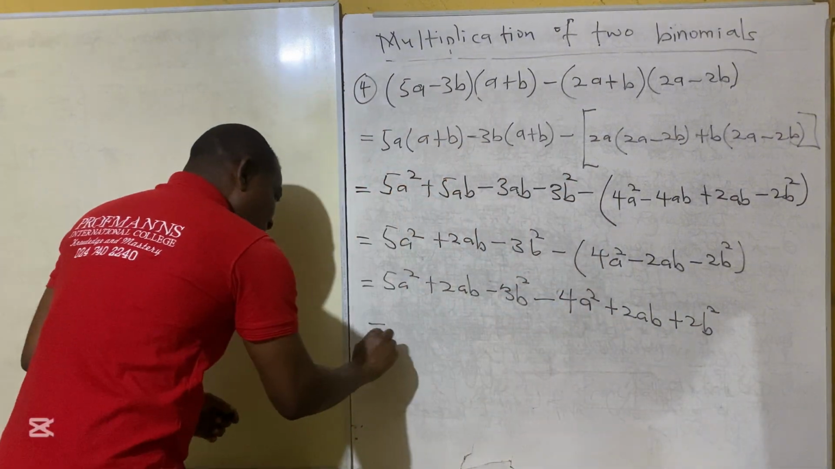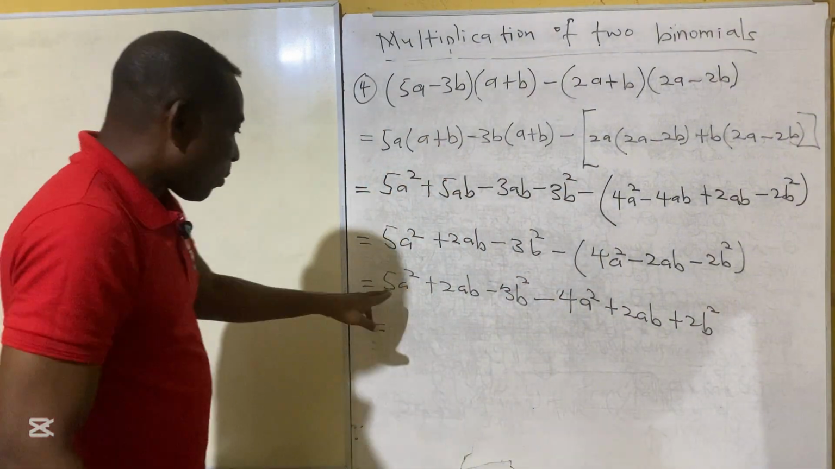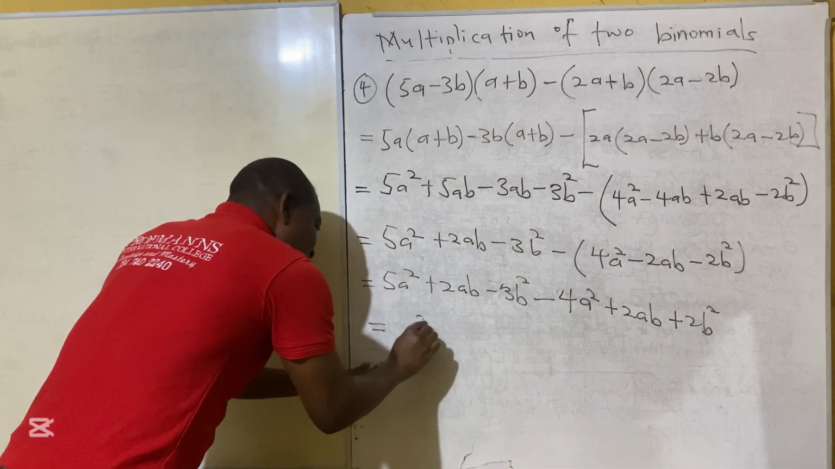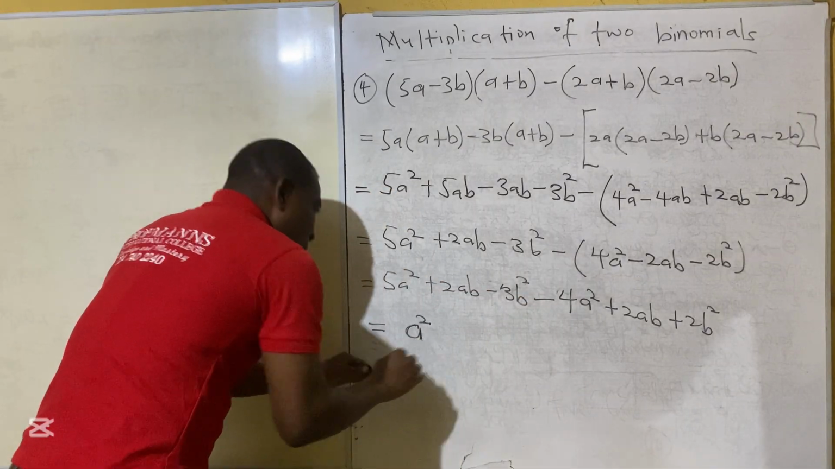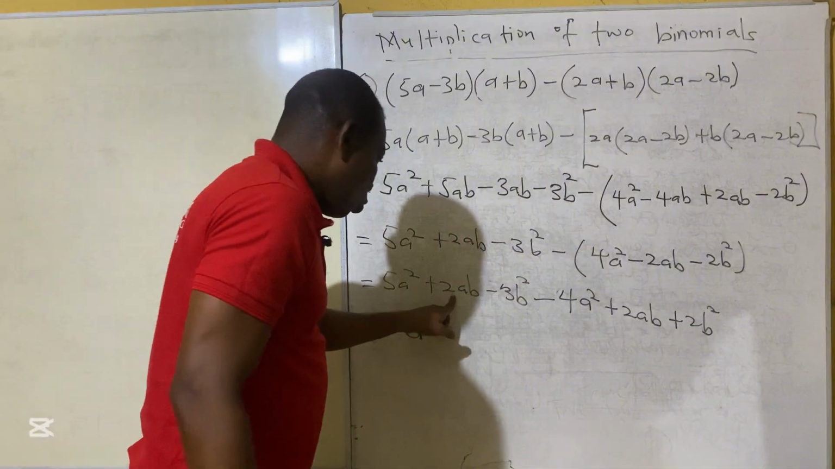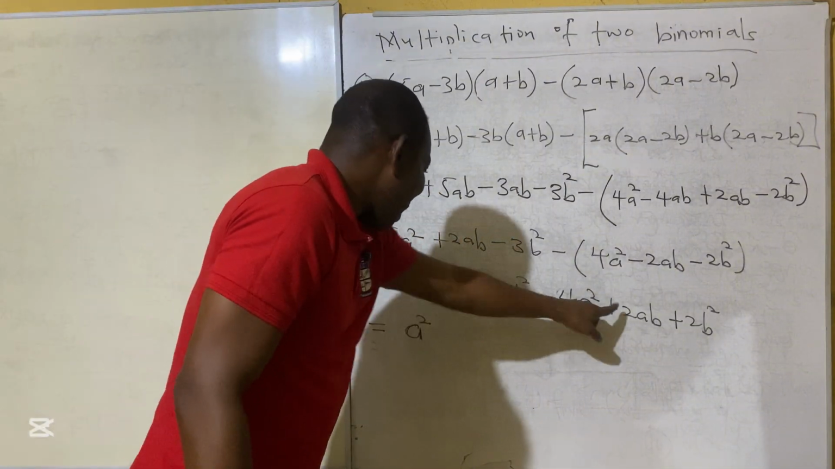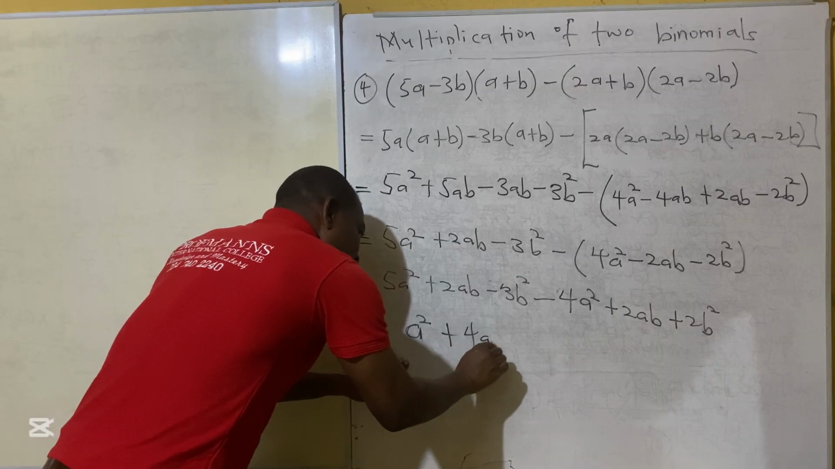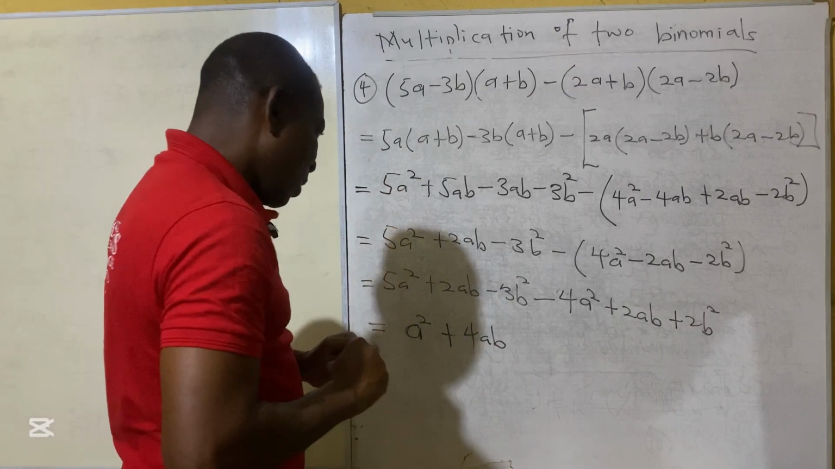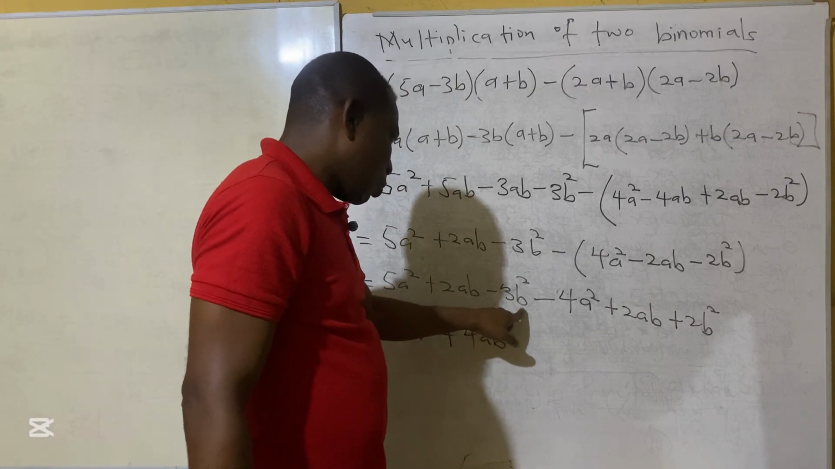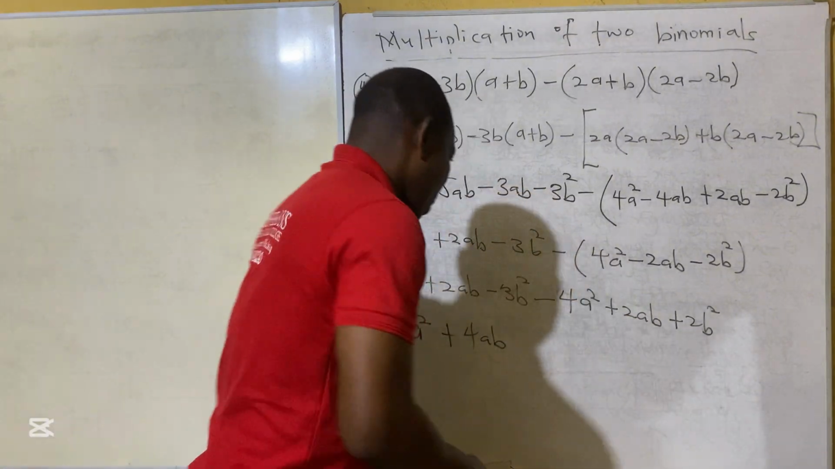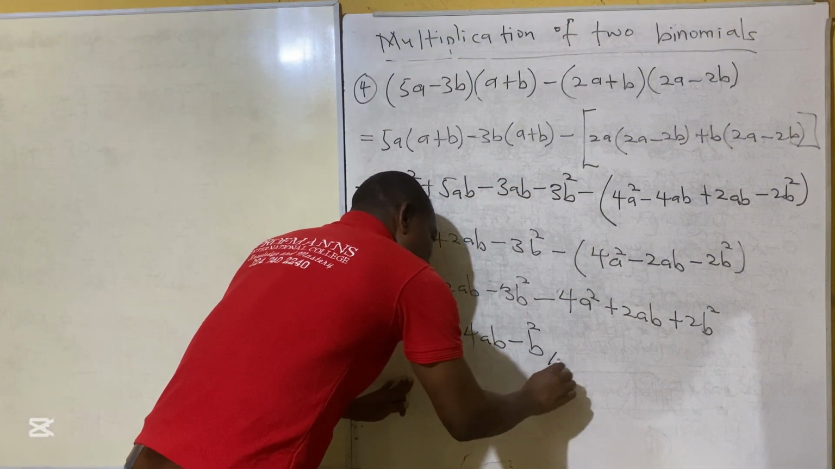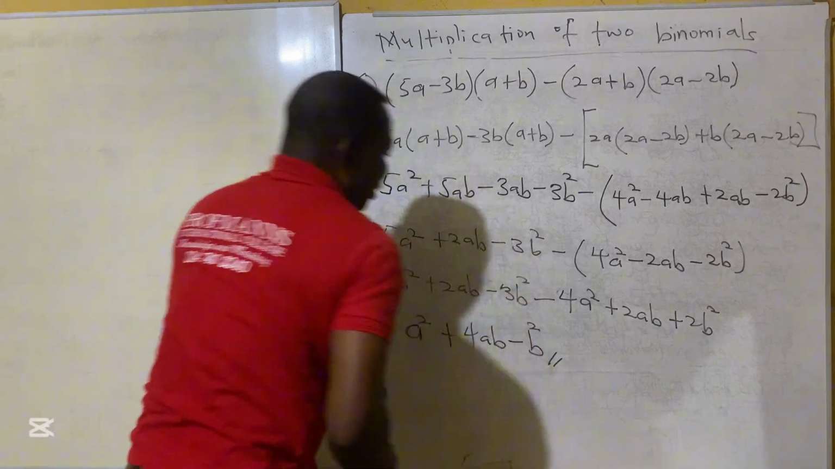So here, let us simplify like terms. Here we have 5a squared minus 4a squared. It will give us a squared. We have 2ab plus 2ab, which will give us plus 4ab. And then we have minus 3b squared plus 2b squared, which will give us minus 1b squared. So this is the final answer.